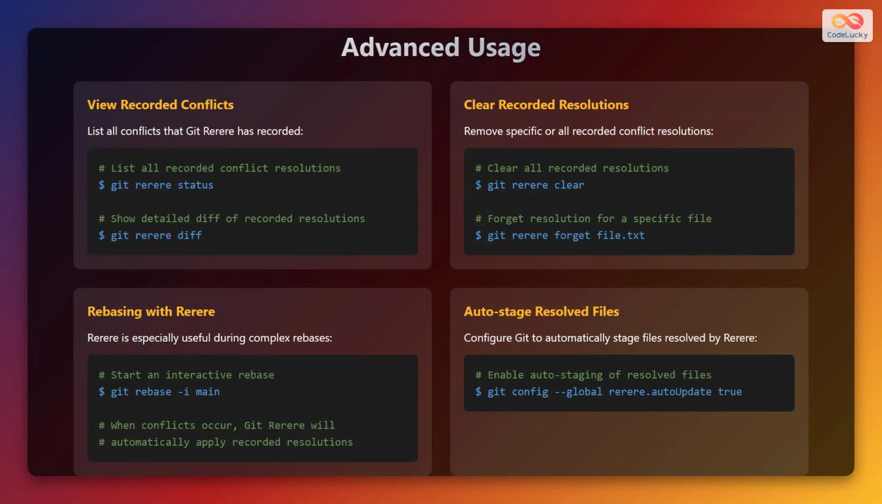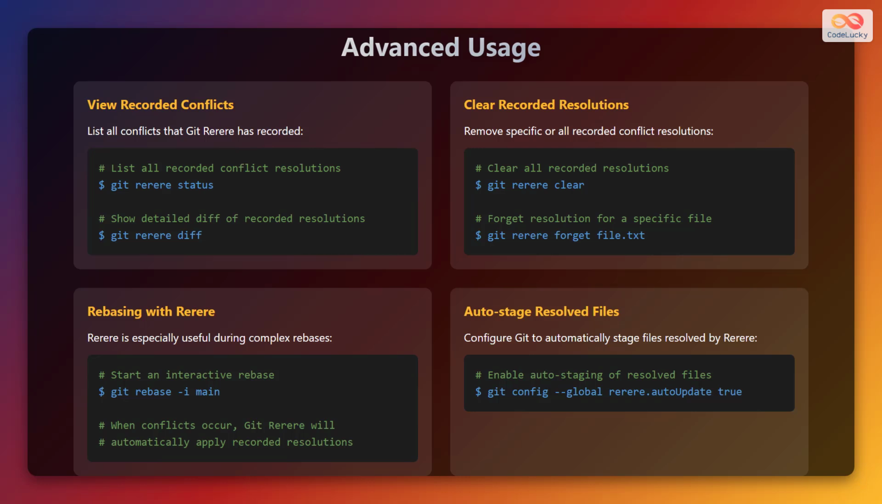Let's delve into some advanced usage of Git Rerere. To view recorded conflicts, list all conflicts that Git Rerere has recorded using the command git rerere status. You can also show detailed difference of recorded resolutions using the command git rerere diff. To clear recorded resolutions, you can remove specific or all recorded conflict resolutions using the command git rerere clear to clear all recorded resolutions, or git rerere forget file-name to forget resolution for a specific file.